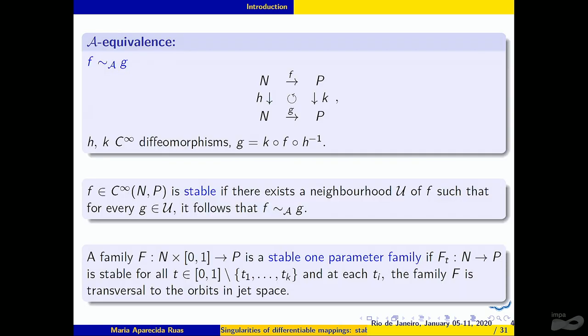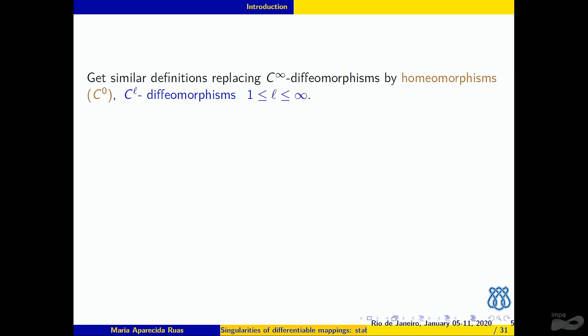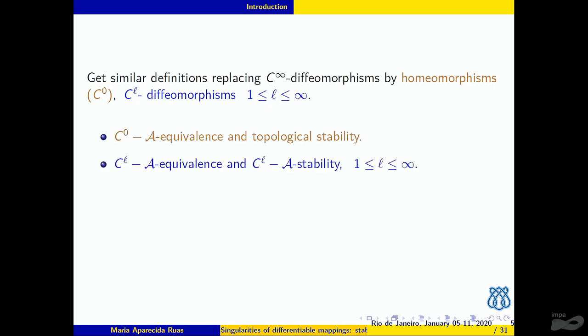Let's come back here again to say the following. If I replace in this definition h and k by weaker equivalences, like homeomorphisms or C^l diffeomorphisms, then I have corresponding notions of topological equivalence or C^0 equivalence, C^l equivalence, and correspondingly the notions of topological stability and C^l stability. So we get similar definitions, replacing diffeomorphisms by homeomorphisms or C^l diffeomorphisms, and get the corresponding notions of C^l A-equivalence and C^l A-stability.